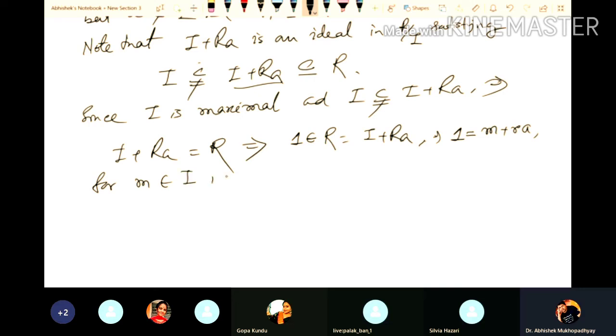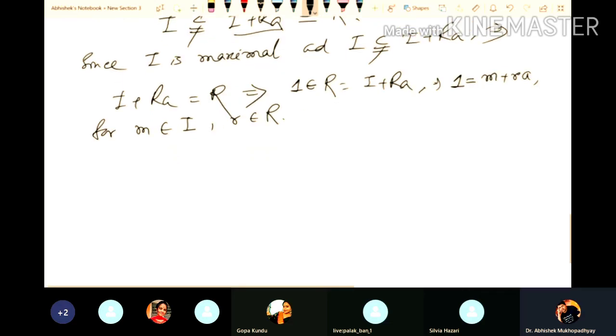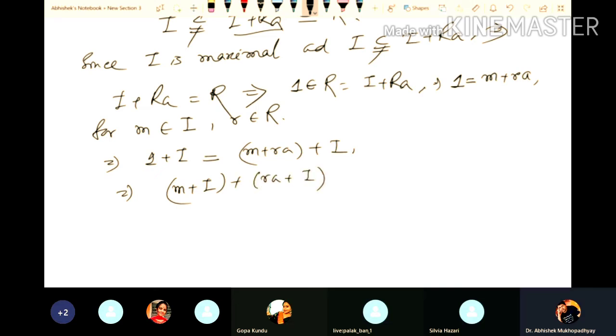For small m belonging to capital I and r belonging to capital R, this implies 1 plus I equals m plus ra plus I. That means m plus I plus ra plus I equals 1 plus I.